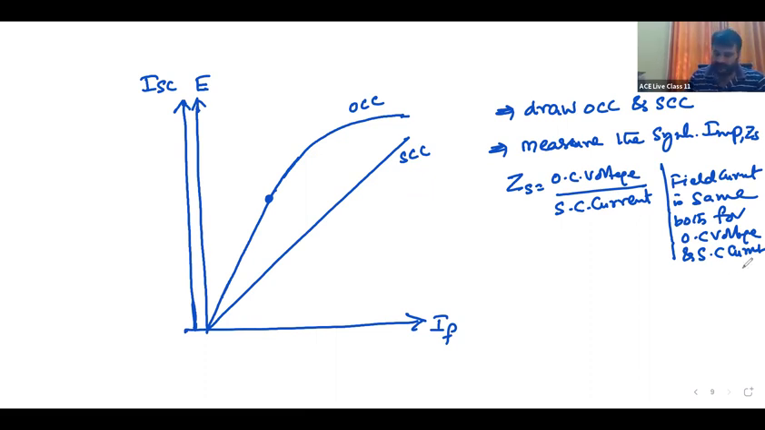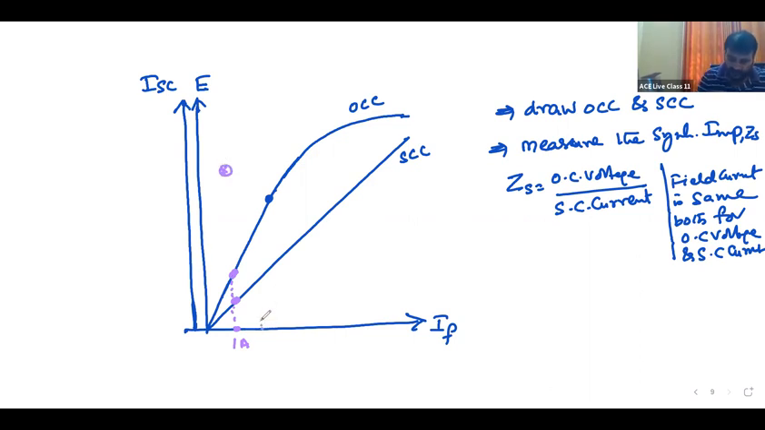Now, if you draw that ZS on the graph, see, for example, this is 1 ampere. For 1 ampere of field current, I will measure. This is the open circuit voltage. This is the short circuit current. This is voltage. This is current. That is equal to ZS. See, this is the ZS.